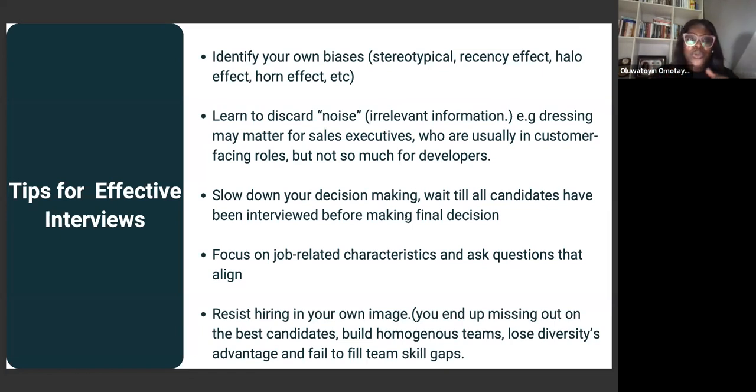Someone looks like you, they smile like you, they talk like you, they are from the same country, they are from the same tribe. You need to take those things aside and focus on the importance, focus on the competencies. Can they do the job? Are they culture fit? Are they competent enough? Those are the things that you need to pay attention to.